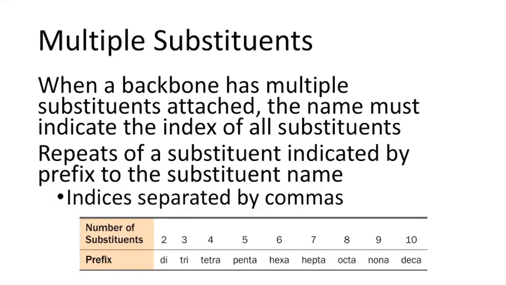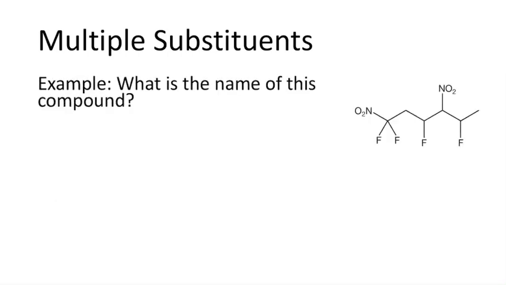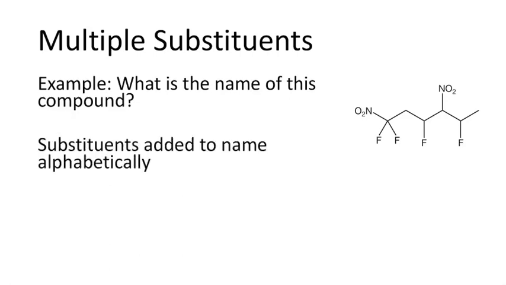So if there's 2 fluorines, you would say difluoro. If there were 5, you would say pentafluoro. So let's look at this example. So here we've got 4 fluorines and 2 nitros. So how are we going to name this?